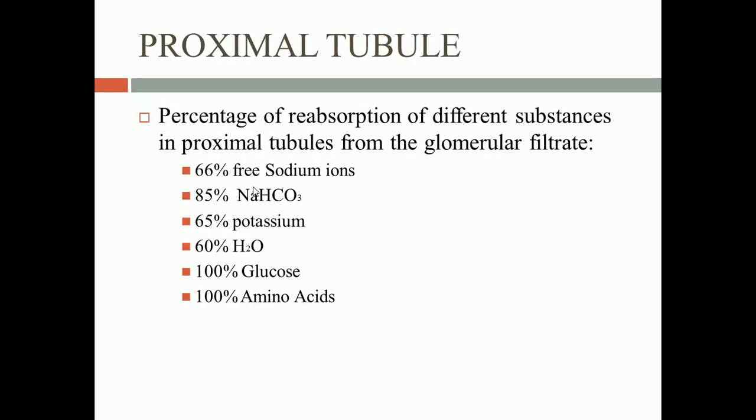For example, glucose: most of the glucose is reabsorbed in the early part of the proximal tubule, then the late part of the proximal. Virtually all of the glucose is reabsorbed in the proximal convoluted tubule. So what other substances are being reabsorbed in the proximal convoluted tubule? Almost 66% of sodium ion, then 85% sodium bicarbonate, 65% potassium, 60% water, 100% glucose, and 100% amino acids.